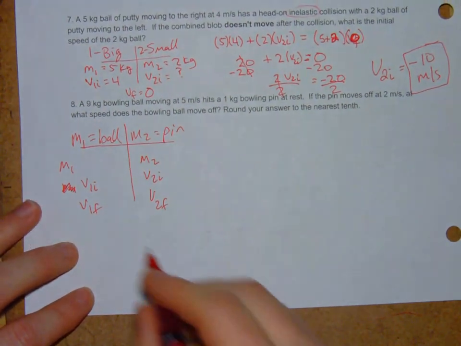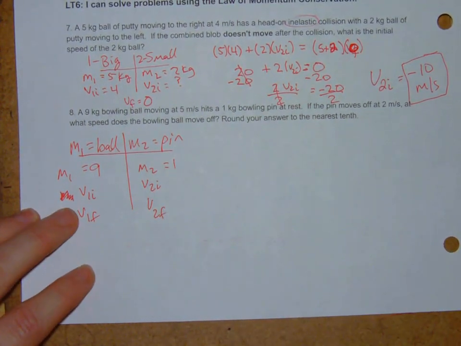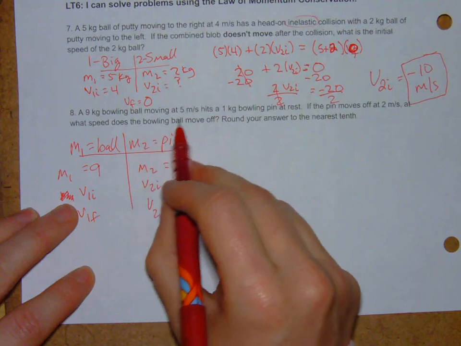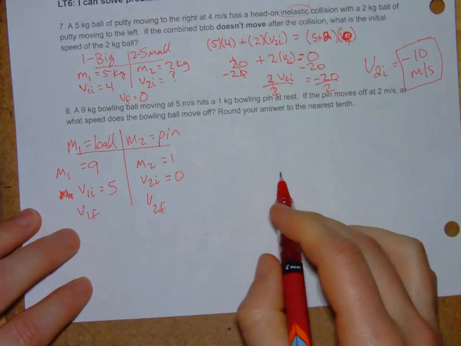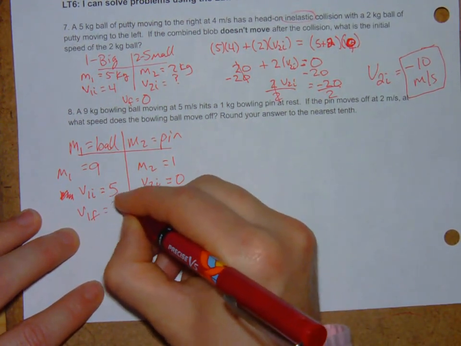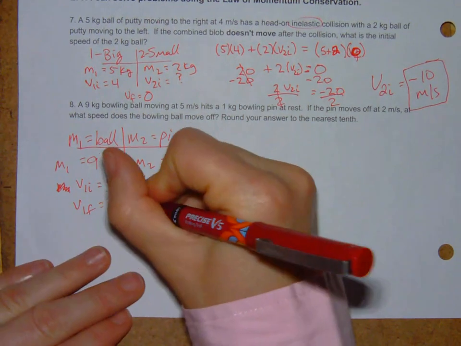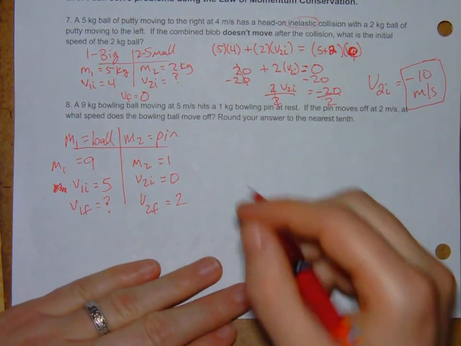All right, so there's what we got to figure out. We have a 9 kilogram ball. We have a 1 kilogram pin. The ball is moving at 5 meters per second. The pin is at rest. The pin moves off at 2. We are looking for how fast was that ball going on the rebound, so after it hit the pin.